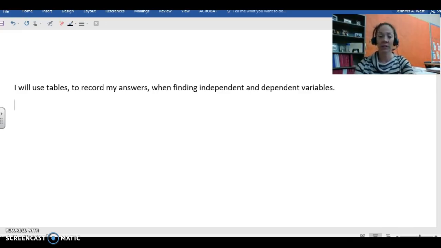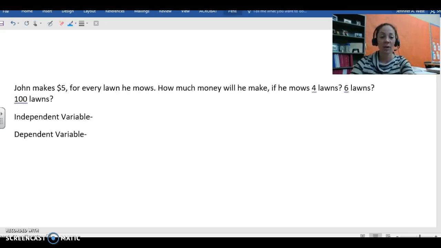So we have a few examples which should help us get a better understanding of what this means. You have your guided notes right there in front of you, so you shouldn't have a problem getting your tables filled in. So let's get ready to do the first one about John making $5 for every lawn he mows. Okay, so we have this guy John, and he makes $5 for every lawn he mows. How much money will he make if he mows 4 lawns, 6 lawns, or even 100 lawns?